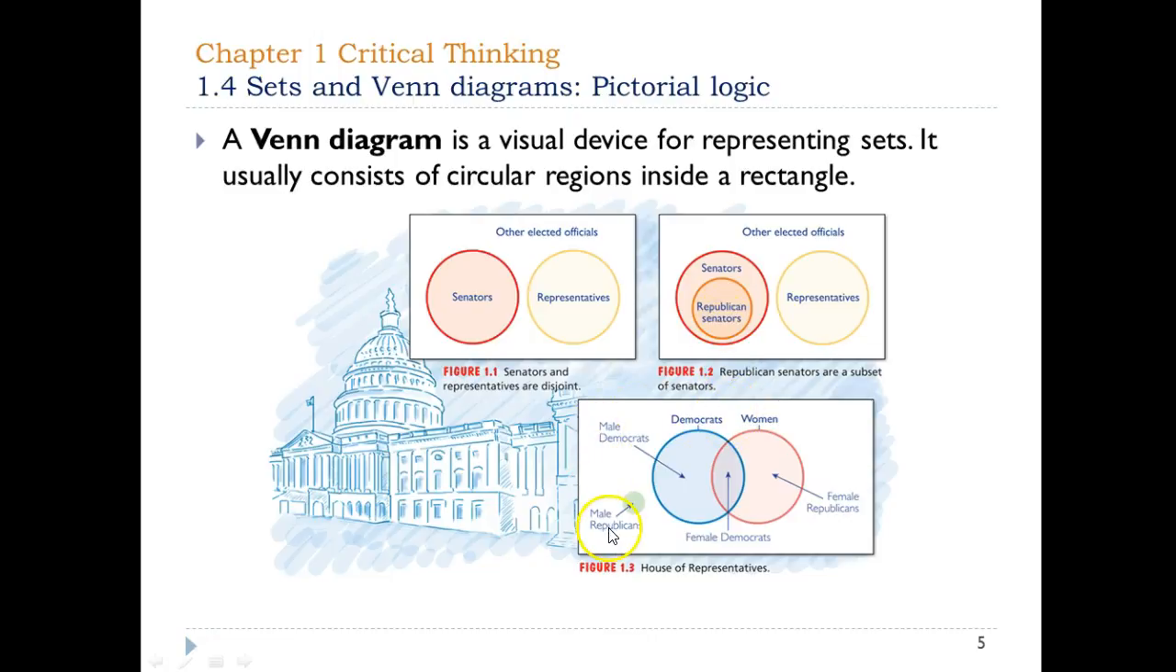In this Venn diagram, you have a set of Democrats and a set of women. Some Democrats happen to be women, while other Democrats are not women. They're men. Now, outside of these two sets, we have male Republicans. Also, some of the women are female Republicans.